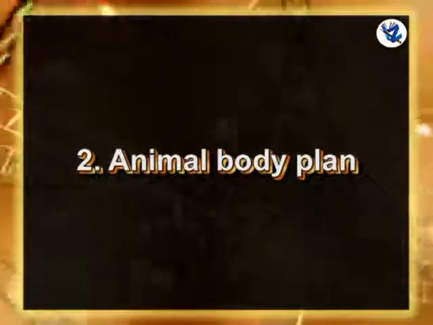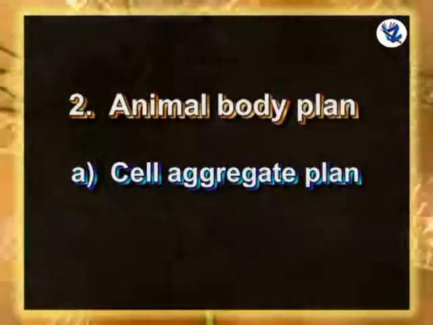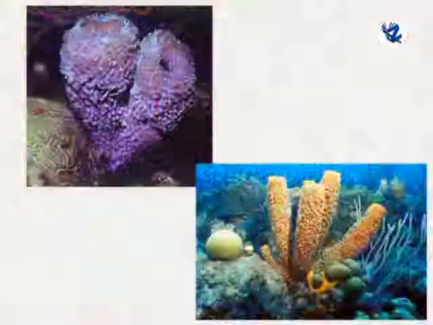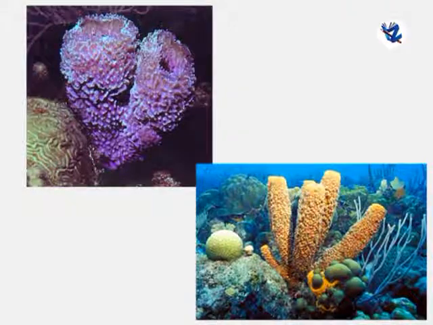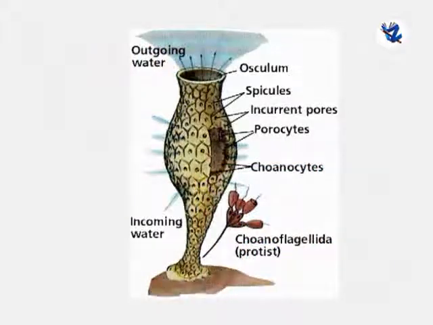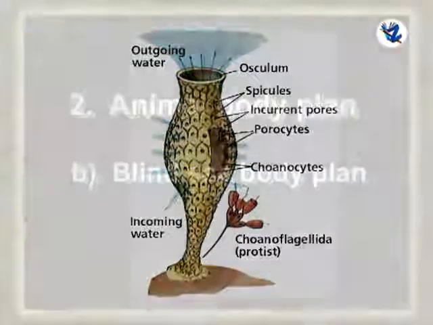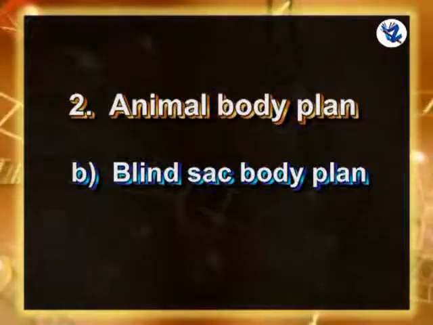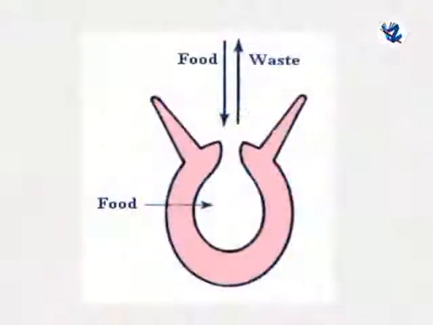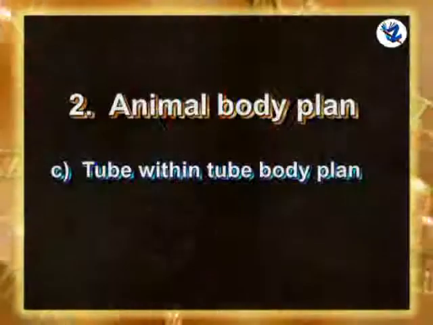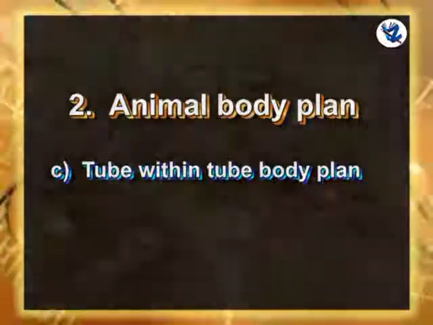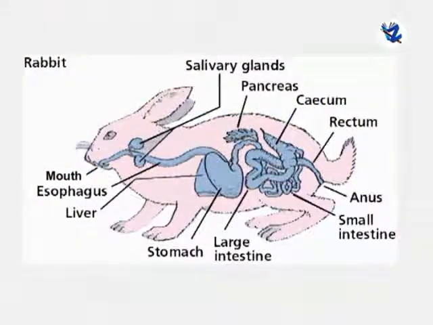2. Animal body plan. 1. Cell aggregate plan. These animals show aggregation of cells with least division of labor. There are no tissues or organs. Nervous coordination is absent. Then blind sac body plan. The animals have a digestive cavity with single opening acting as a mouth, anus being absent. Then tube within the tube body plan. Here the digestive system has two openings, that is mouth and anus.